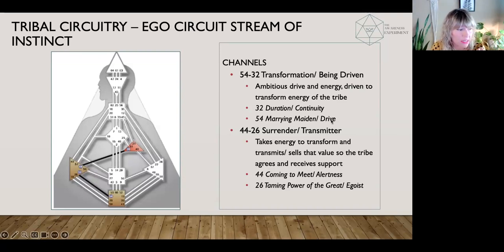The 54 is the gate of drive. They call it the marrying maiden, which is just a funny name. But what you can think of is the moon. It's a developing thing over the life. It starts as a new moon, and gradually over the whole life it becomes full over time. So it's about what to drive change for, what to apply that ambition to. It's a process, right? That's where the marrying maiden comes in.